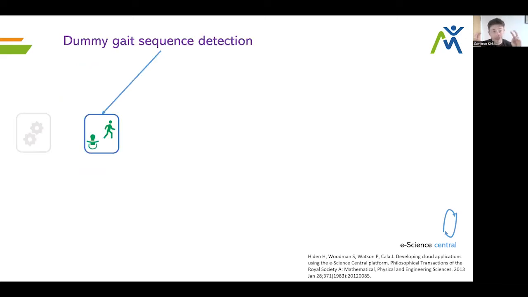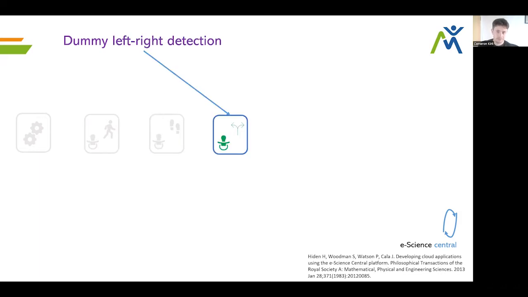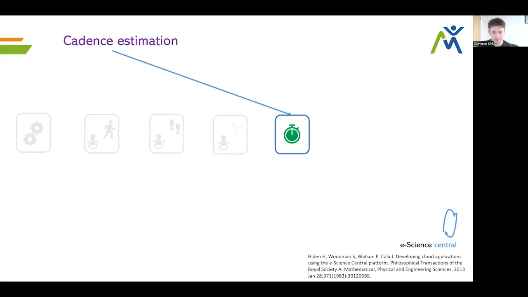Next, we apply our dummy algorithms, and these algorithms use fake or dummy outputs coming from the gold standard in each condition to allow independent assessment of each of the subsequent blocks. So first up is dummy gate sequence detection, then dummy step detection, then dummy left-right detection. And then we can apply our Cadence estimation algorithm upon the output received from the dummy blocks. Within this block, we can select any of the 20 Cadence algorithms which were packaged within the Docker containers from GitLab.